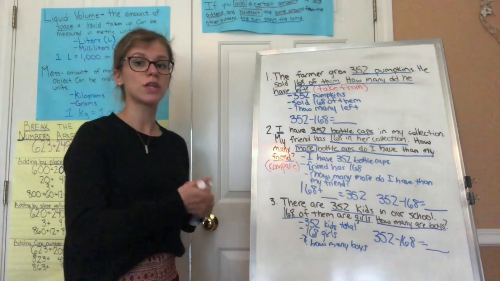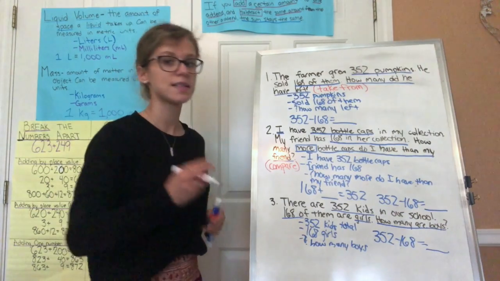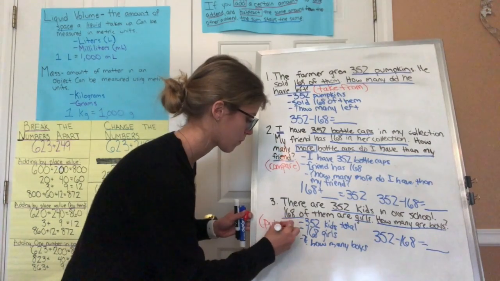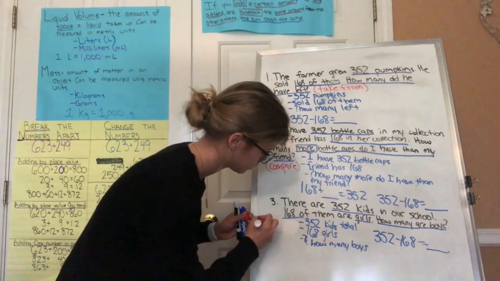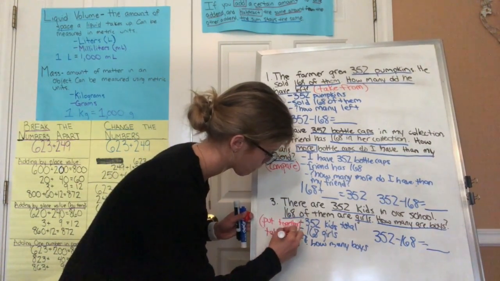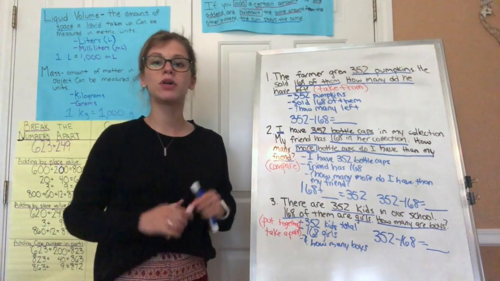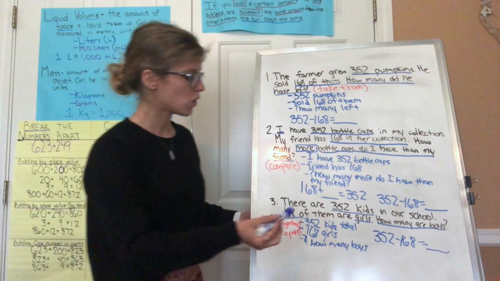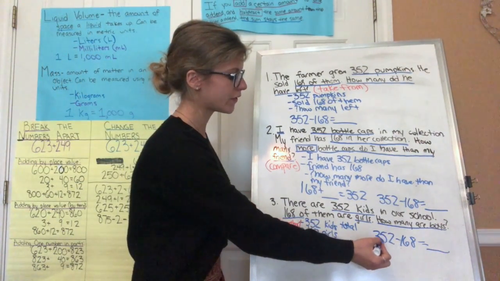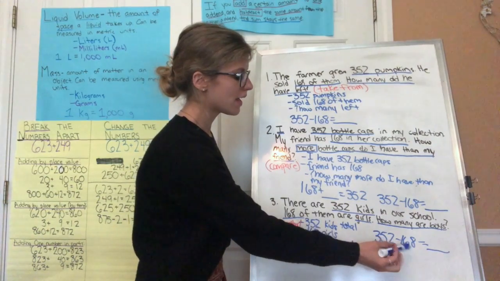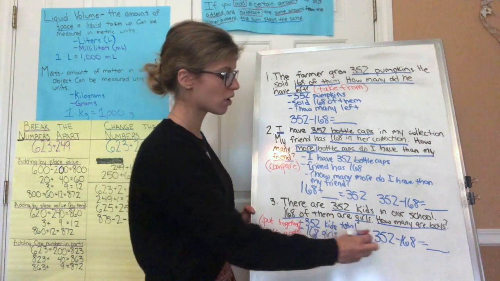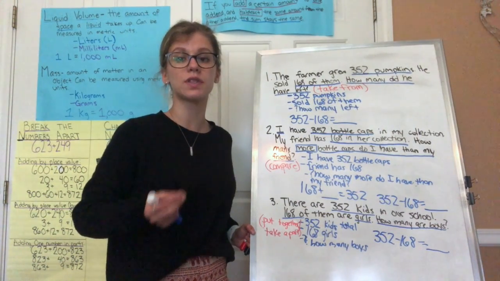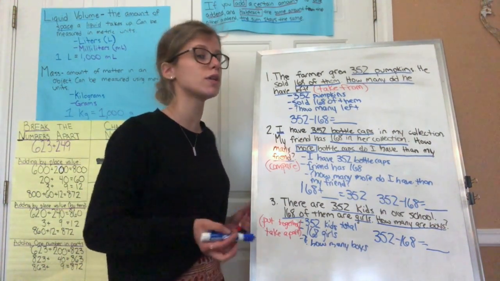This type of subtraction equation is a put together or a take apart problem. And it's a put together and a take apart problem because we're splitting up 352 into two groups. We're taking apart the boys and the girls. So we're splitting up how many students there are into two different categories.